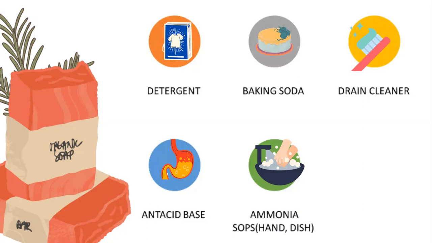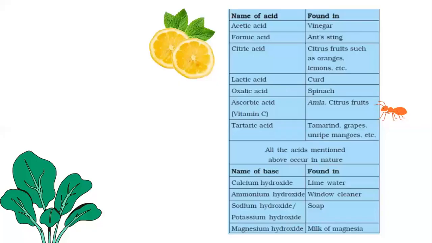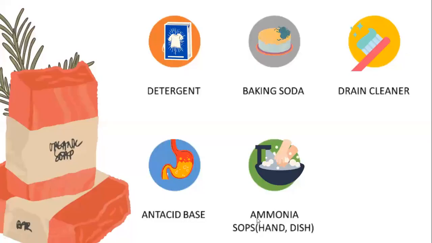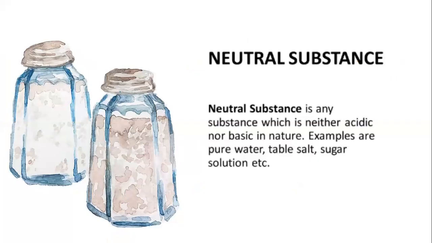So you should brush daily, twice a day. Now the same thing, antacid. Antacid means a type of base which helps to cure acidity that we discussed just now, that is milk of magnesia or magnesium hydroxide. Again, one more thing is ammonia soaps or normal hand washes. They also contain bases. Wherever you find soap, they contain bases. Next, coming to neutral substance.